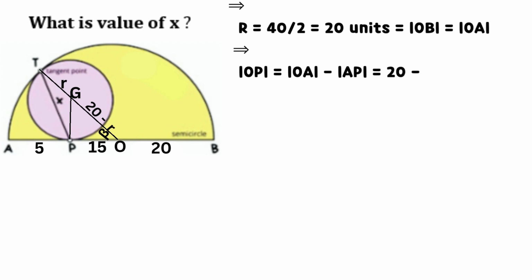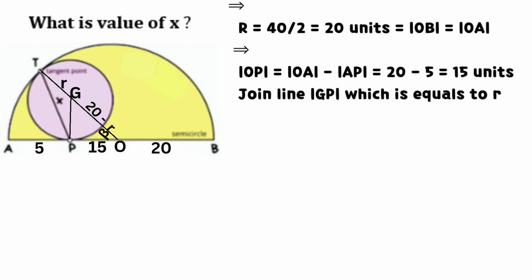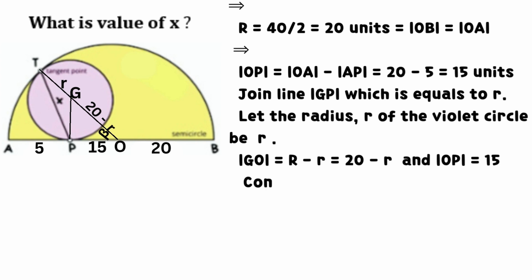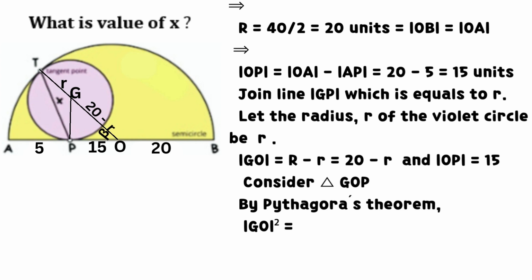R equals half of 40, which equals 20 units, that is equal to line OB and line OA. Hence, line OP equals line OA minus line AP, which equals 20 minus 5. The result equals 15 units. Join line GP, which is equal to r.